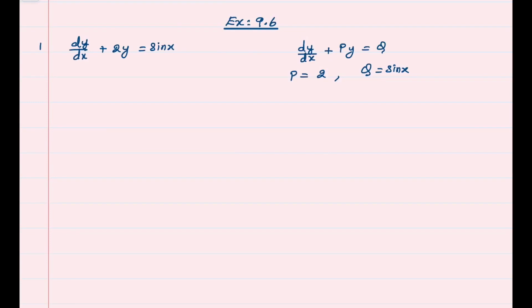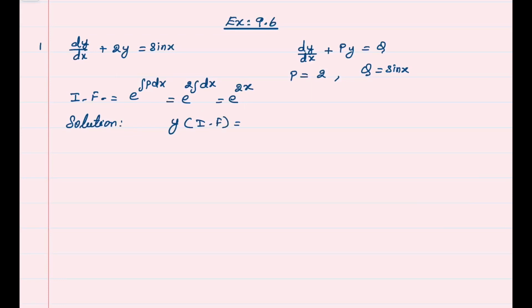We will find the integrating factor. The integrating factor formula is e power integral p dx, which is e power integral 2 dx. An integral of 1 is x. In the integrating factor, for this integral, no need to write the constant of integration. We will write c at the end in the solution. We will write the solution formula. The formula is y into integrating factor equal to integral q times integrating factor dx plus c.